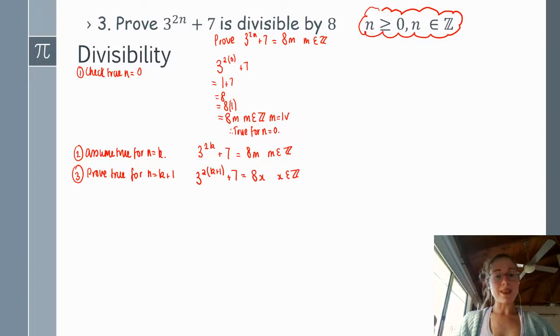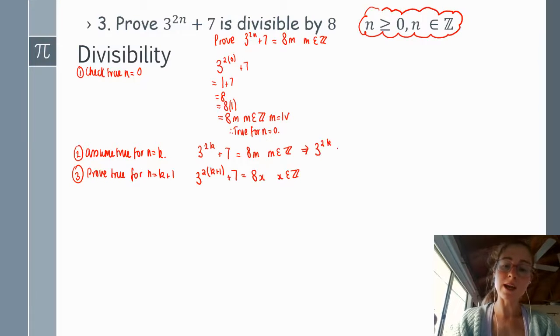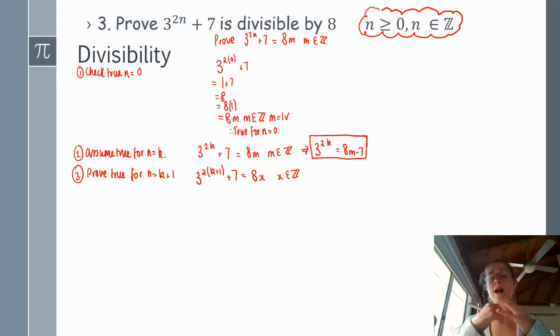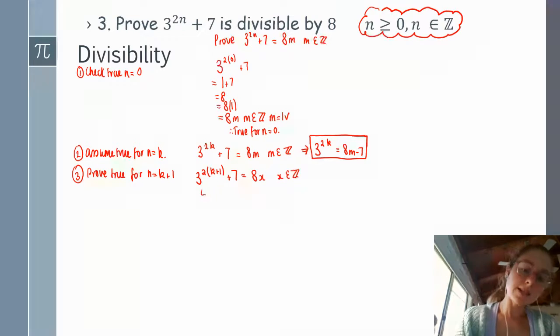Let's prove it. Now, before we prove this, I want to show you a helpful hint. Rearrange your step 2 in terms of 3 to the power of 2k. So if I did that, I'd get 3 to the power of 2k equals 8m minus 7. This is what we're going to use in our step 3. You don't have to, but I find it a little bit more helpful, and you can do this for almost every divisibility problem.